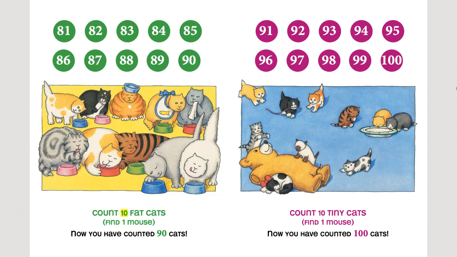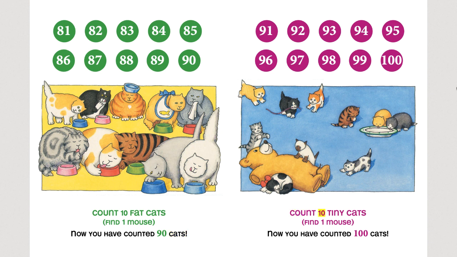Count 10 fat cats. Find 1 mouse. 81, 82, 83, 84, 85, 86, 87, 88, 89, 90. Now you have counted 90 cats.